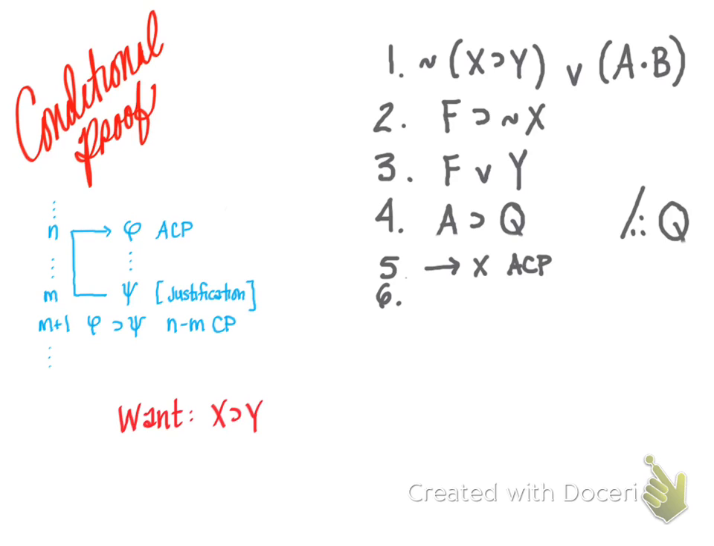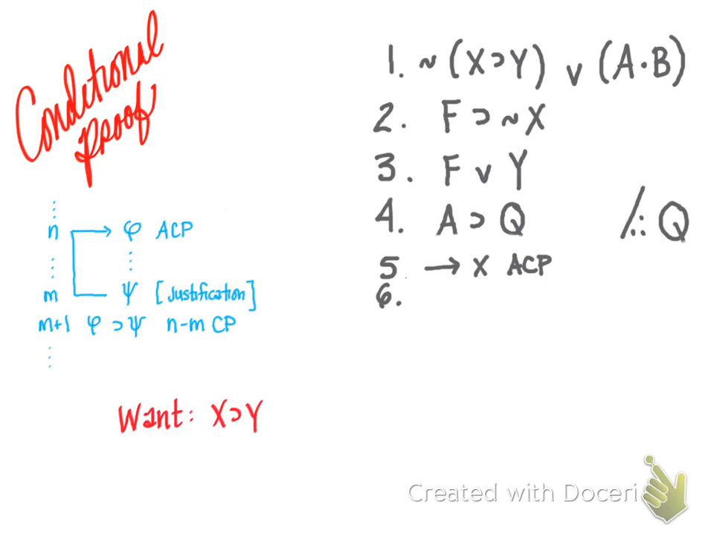Okay, now that we have X, what can we do with it? And in particular, we're trying to get Y on a line. So how do we move towards Y? Y is part of a disjunction, so if I had not F, I could use DS to get Y. And not F is the negation of the antecedent of a conditional, so I'm thinking modus tollens will get me the negation of that antecedent, which means I need the negation of the consequent, which is X, which is what I have, so that works out really well.